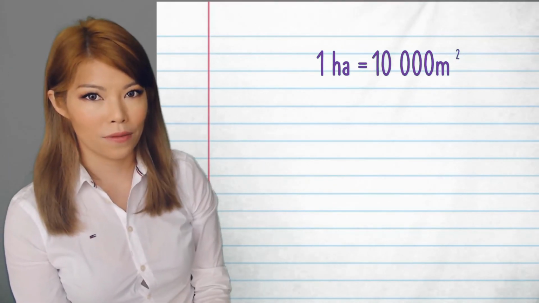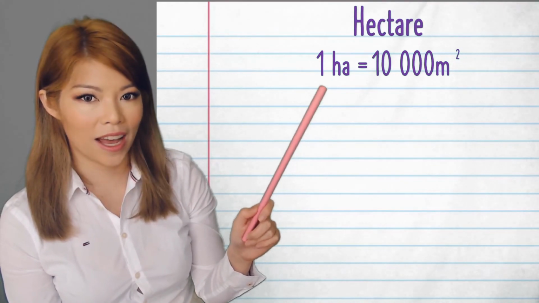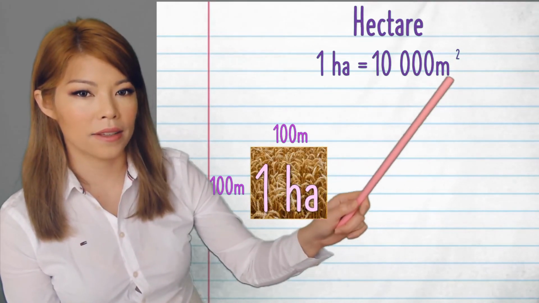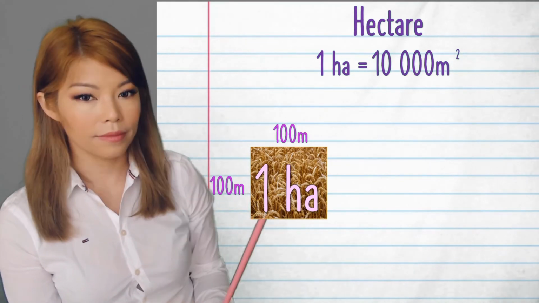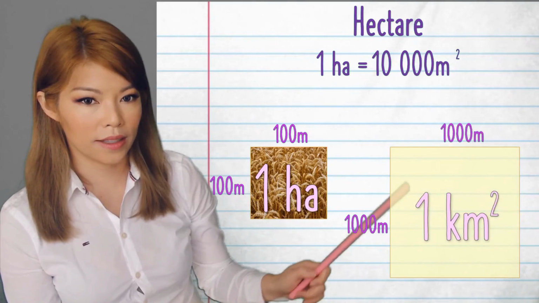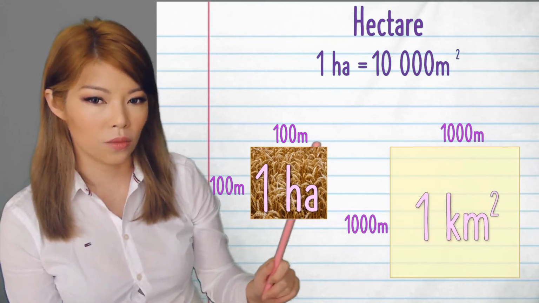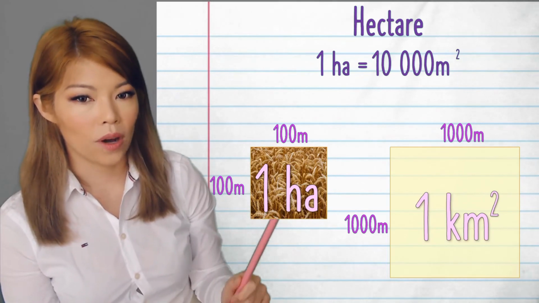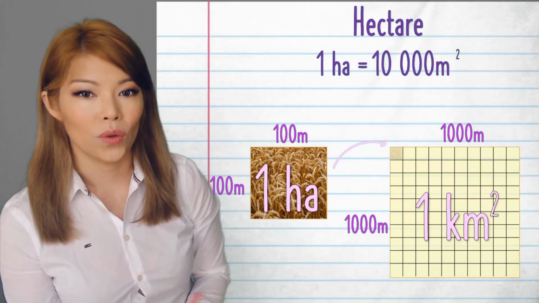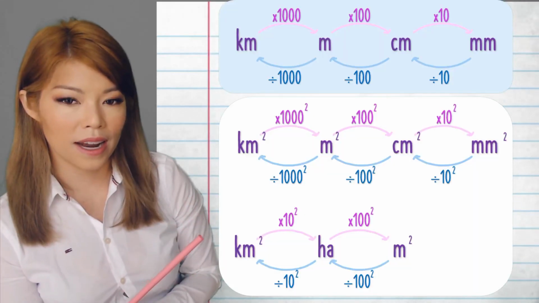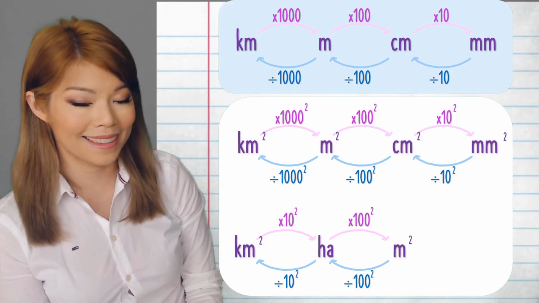Another unit for area that we have to look at is hectares, and it's represented by HA. 1 hectare is 10,000 meters squared, or in other words, 100 meters times 100 meters. Whereas 1 kilometer squared is equal to 1,000 meters times 1,000 meters, we can use that to imagine what 1 hectare would look like. 1 hectare would be 100th of 1 kilometer squared. So we can write it down there and then add it to the list of things we have to memorize.